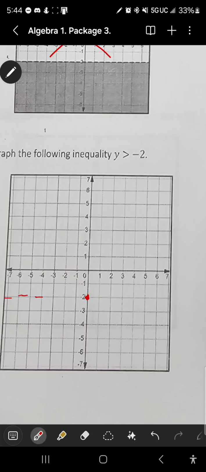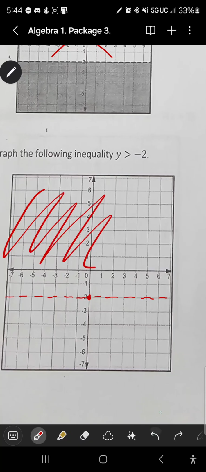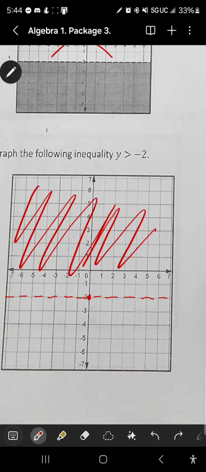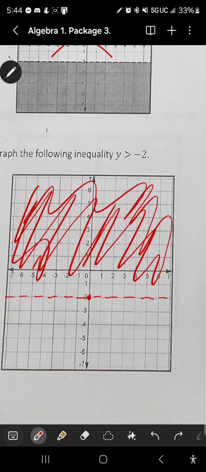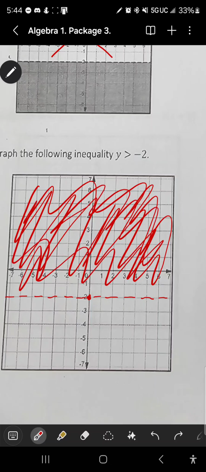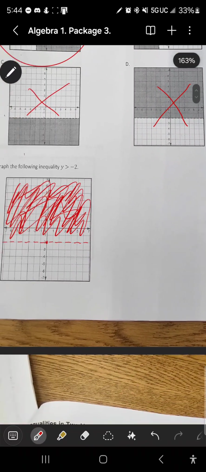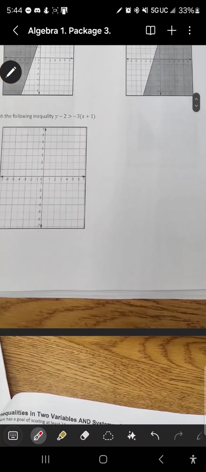So we cannot do a continuous line. We need to do it like this, dashed. And also, we know that it needs to be greater than -2. So in this case, it needs to be over -2. So I'm going to say this. And yep, that's the answer, basically. Let's see another one.